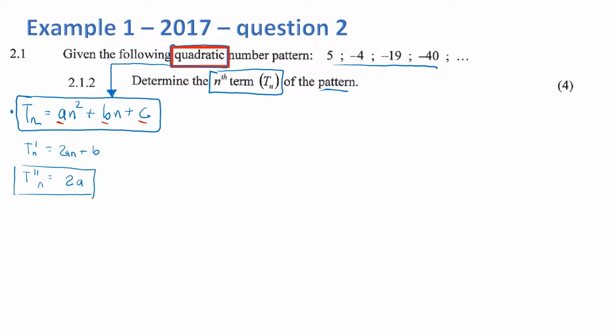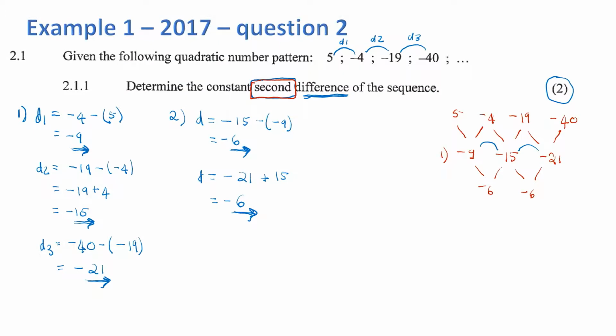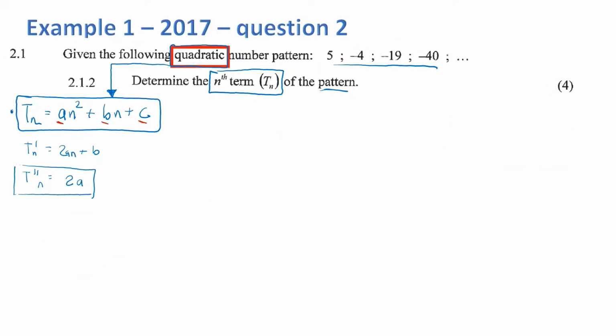But we also know from our answers here what the second difference value should be, right? So that's minus 6. So we can say, this minus 6 here, we know that that is 2a. And so to solve for a, minus 6 divided by 2 is minus 3. So that was the first step. So we've got this over here. Check.